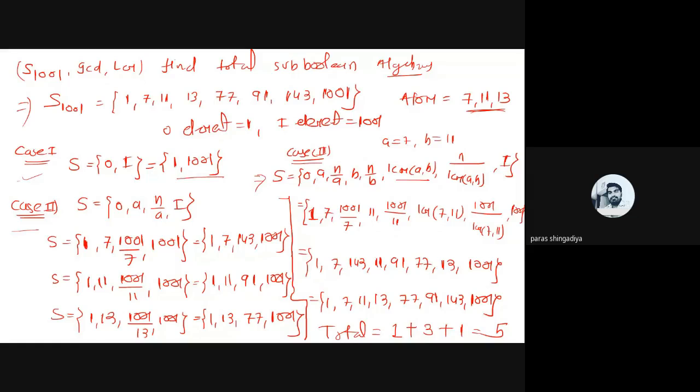Why is it the same answer? Because it is a sub-Boolean algebra. It is a Boolean algebra by using the Stone theorem, which contains 2 raised to n elements. So therefore it is a Boolean algebra, and therefore we can predict the answer of the sub-Boolean algebra, and this way you can check the answer.